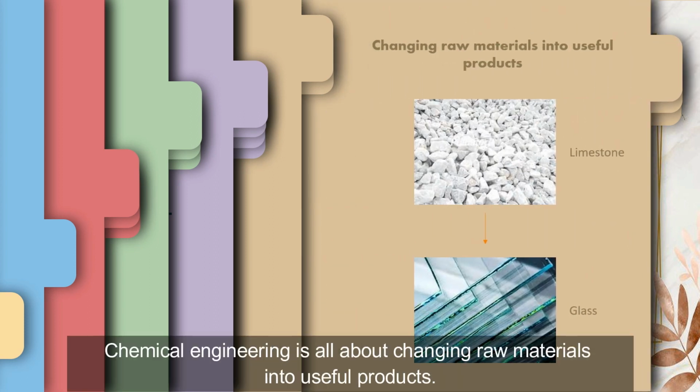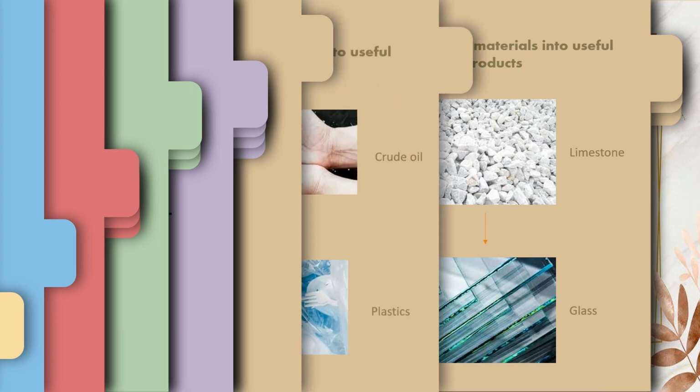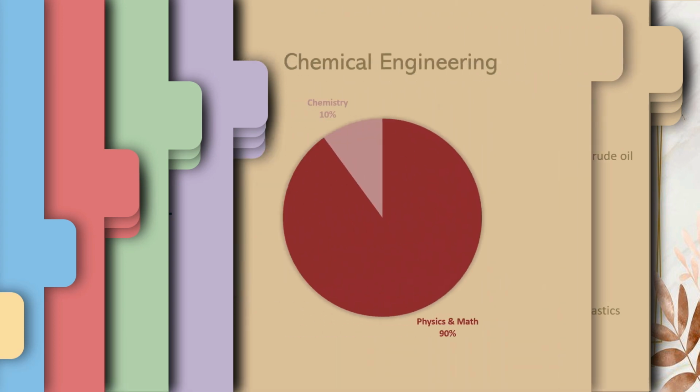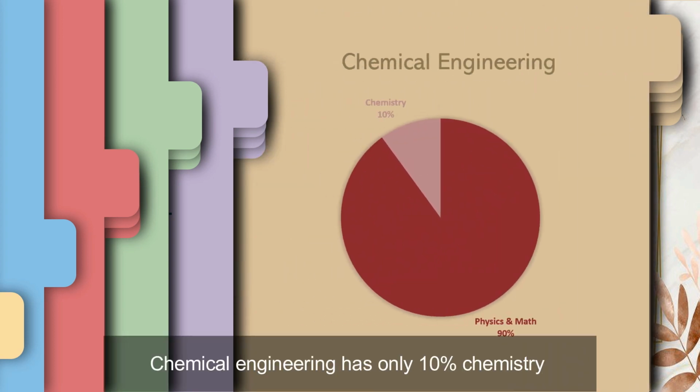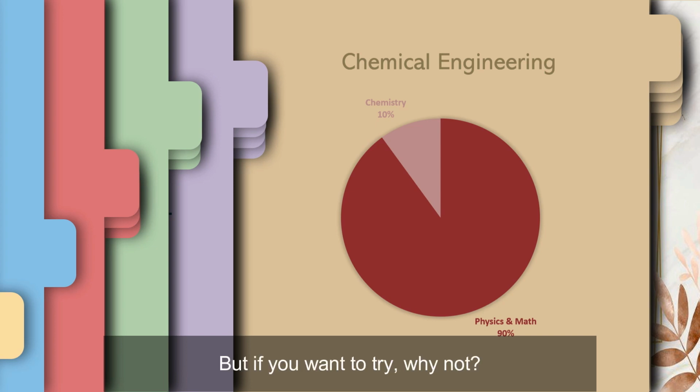Chemical engineering is all about changing raw materials into useful products. For example, from limestone into glass, from crude oil into plastics. Chemical engineering has only 10% chemistry and the other 90% is physics and math. If you like chemistry, chemical engineering is probably not for you. But if you want to try, why not?